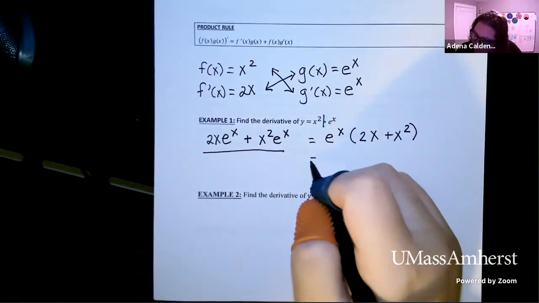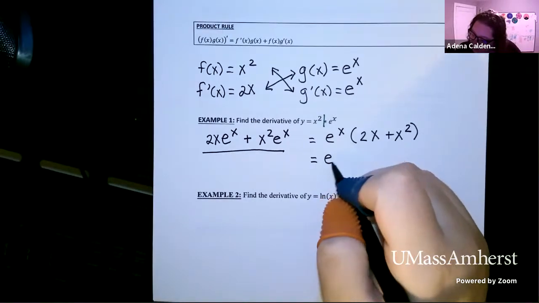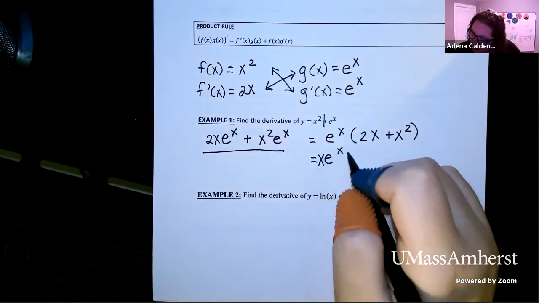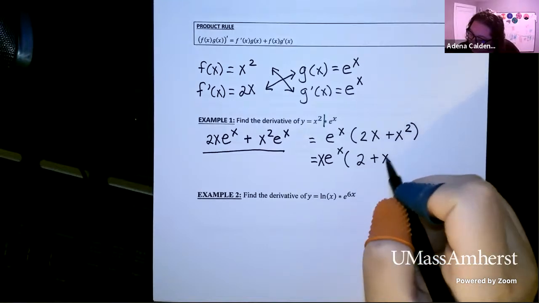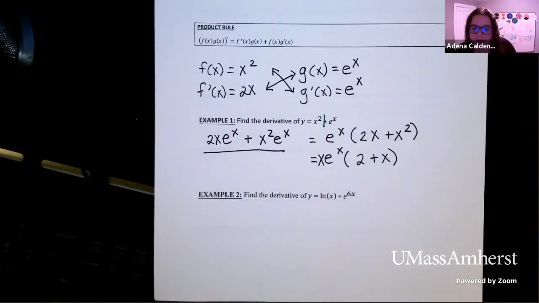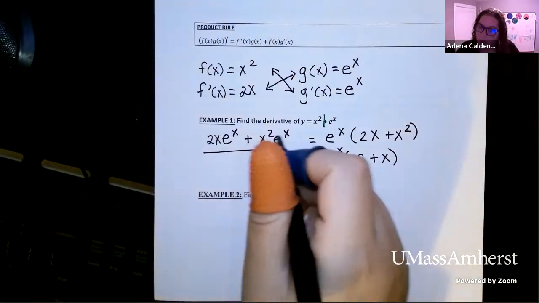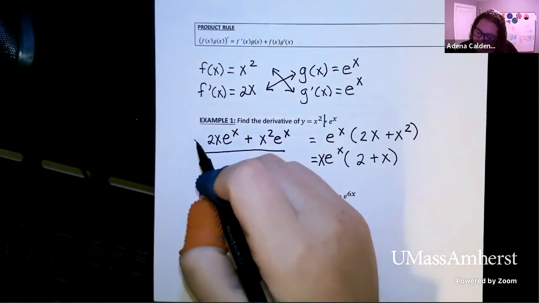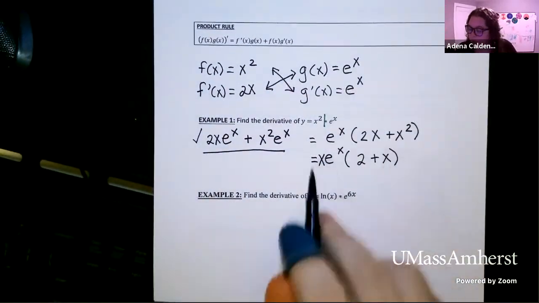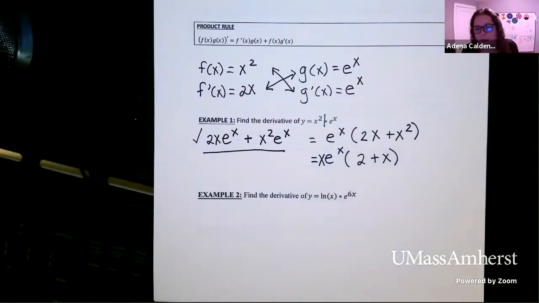We could also factor out an e to the x and an x term. If we also had an x factored out, we would have x e to the x times 2 plus x. So these all mean the same thing. These are all the same mathematically. This is the most common way you're going to see it, but just know that if you're going to factor, that's what it would look like.